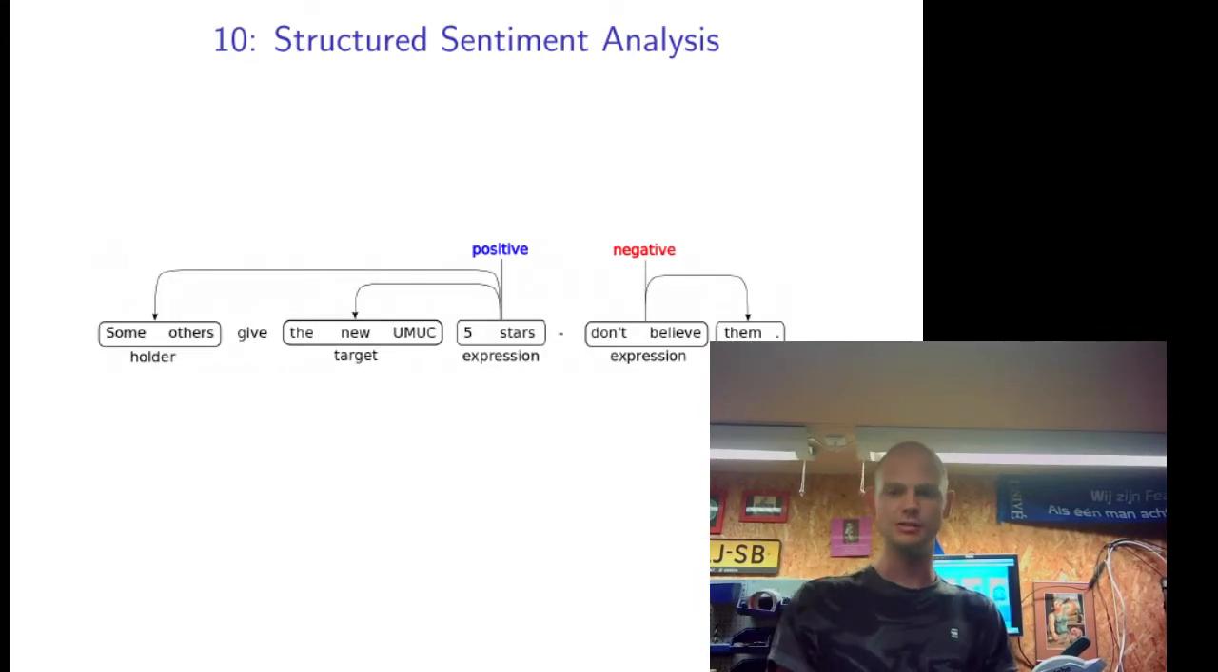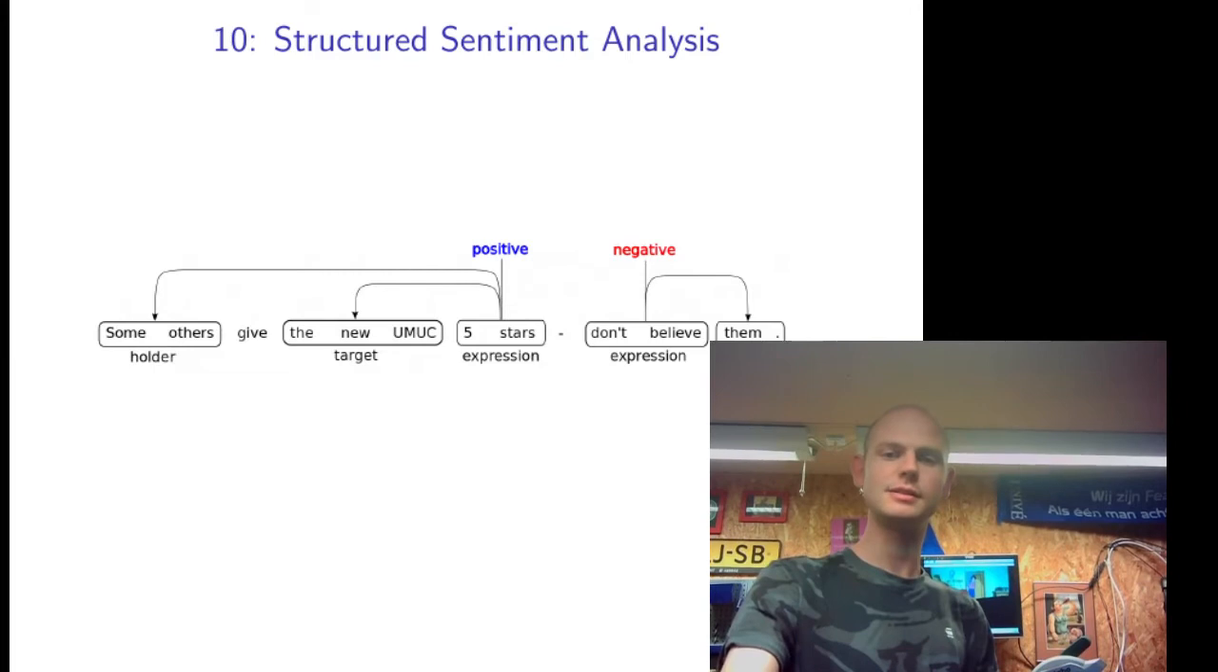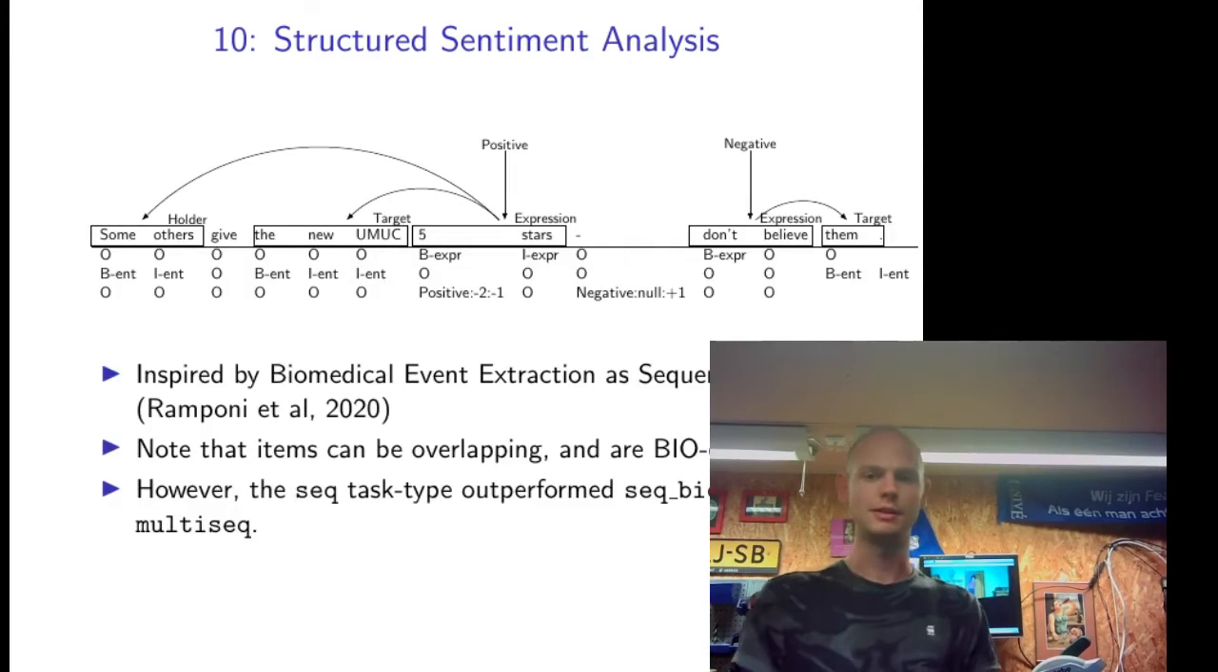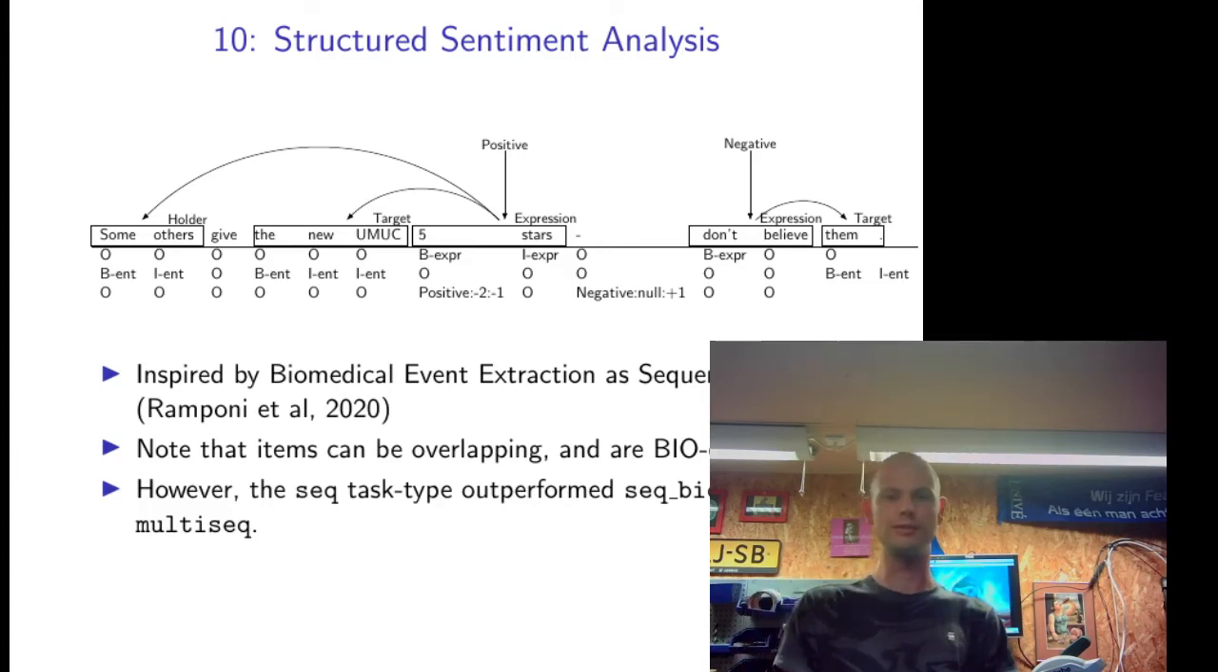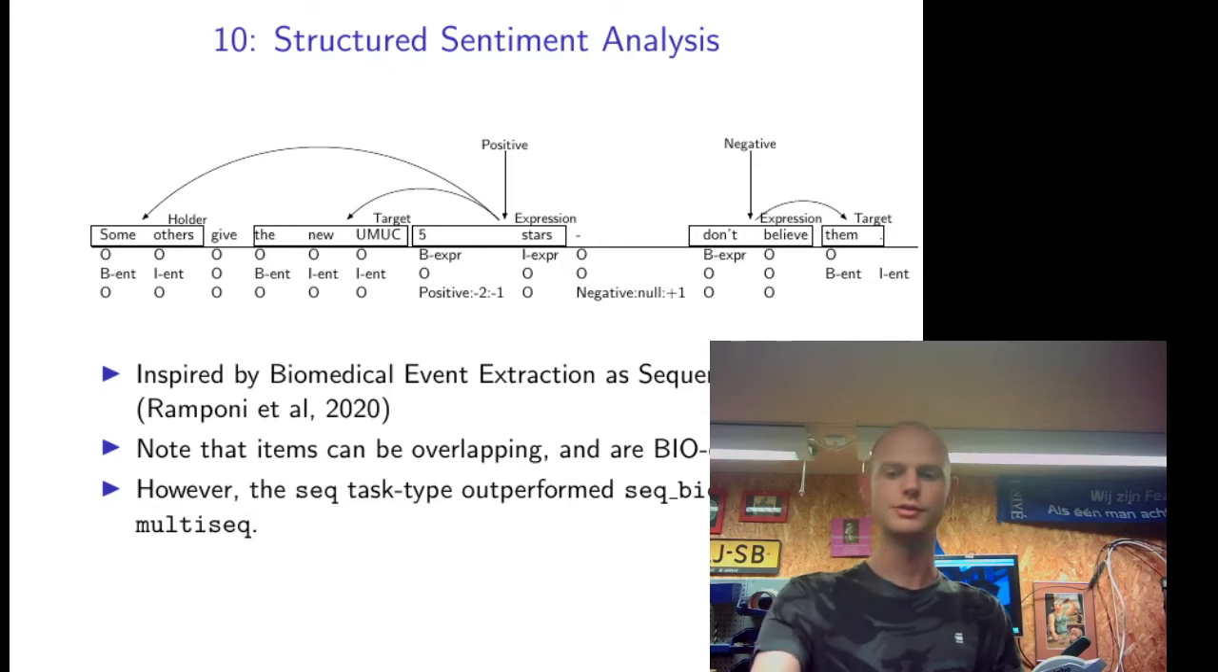So task 10 looks like this originally. So this is structured sentiment analysis, and we convert this to a sequence labeling task, as you can see in this example. So we first identify all the entities, and then we identify the links between these entities as a sequence label. Note that these items can be overlapping, and they are BIO-encoded. So we tried to do normal sequence labeling, we tried to do sequence labeling with the CRF called seq-bio in MaChAmp, and we tried multi-sequence labeling, but the simple sequence labeling task type outperformed the others, so that's what we used in the end.